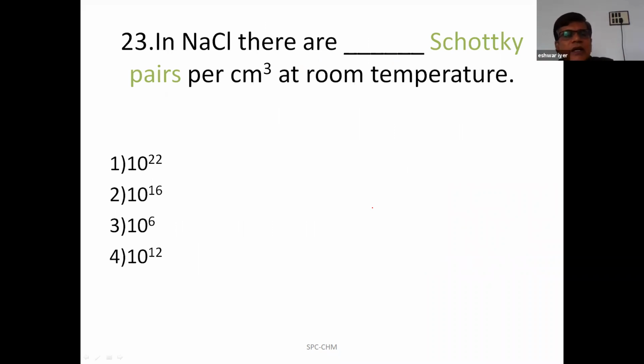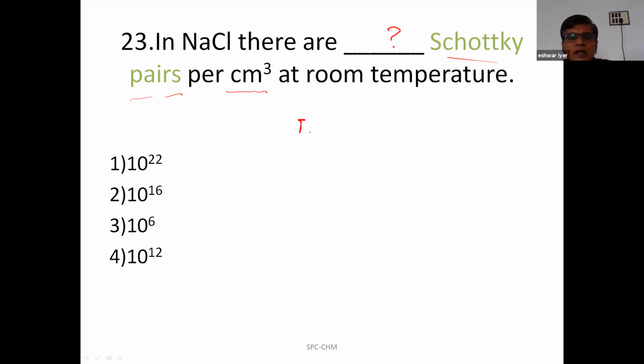Yes, here is a very interesting calculation. In NaCl, there are so many Schottky pairs per cc at room temperature. Schottky pair here means the Schottky defect pairs. I'll show how the Schottky defect looks.